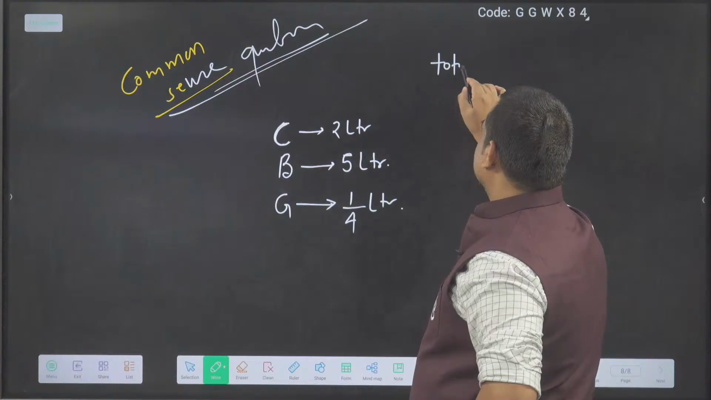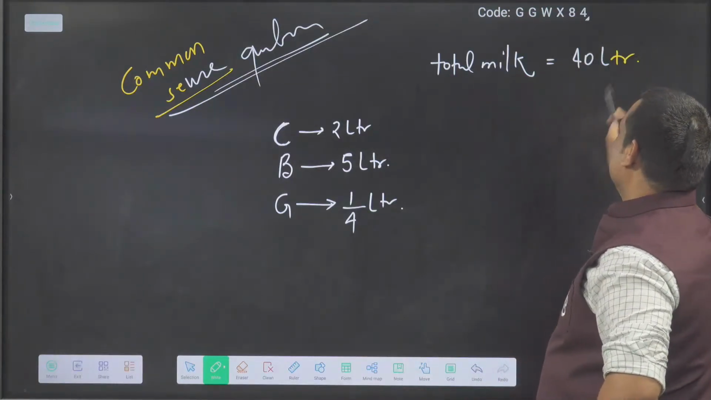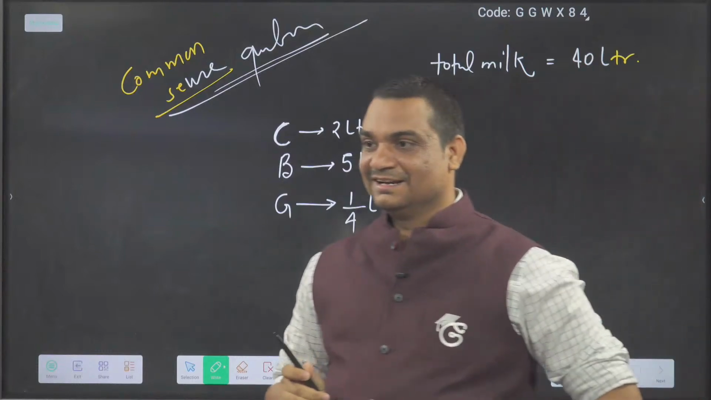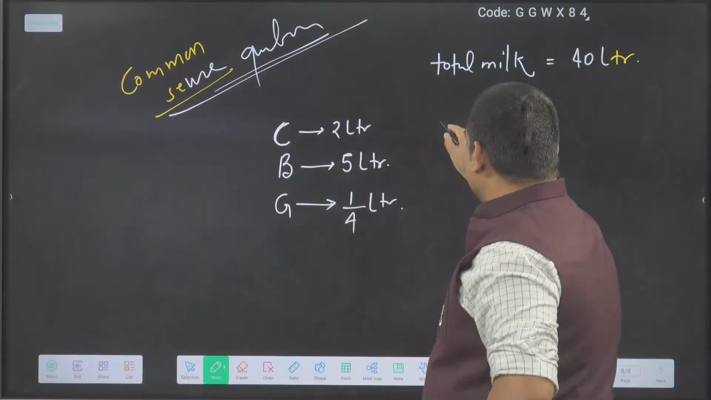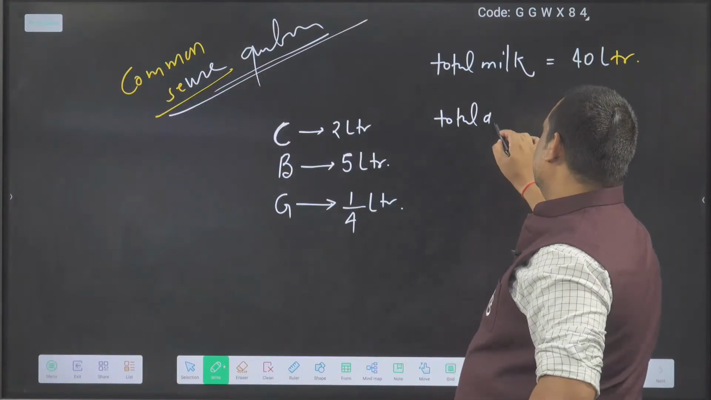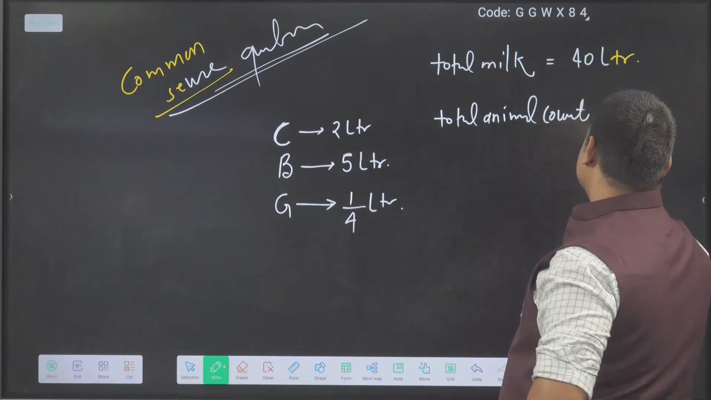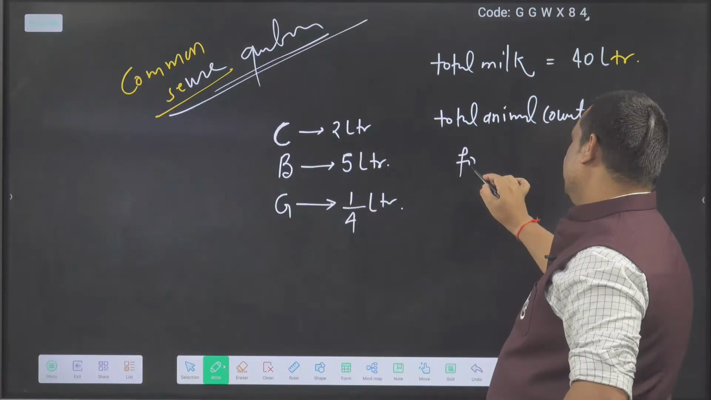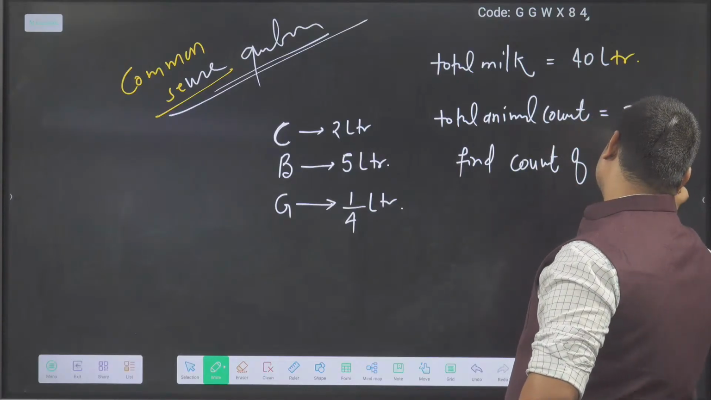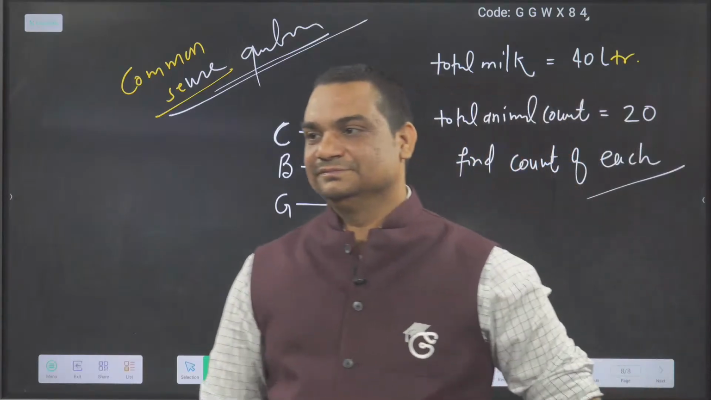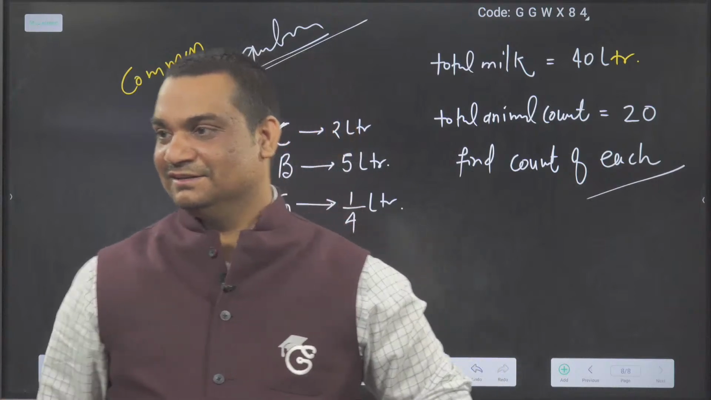Total milk we want is 40 liter. Cow milk is tasty, very good. Total milk 40 liter, and total animal count is 20. Then find the count of each. Yes, you got 1 minute.